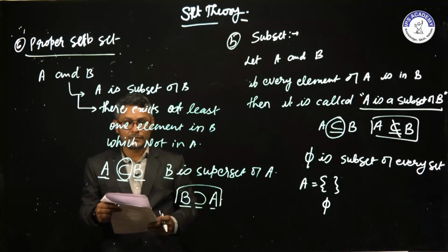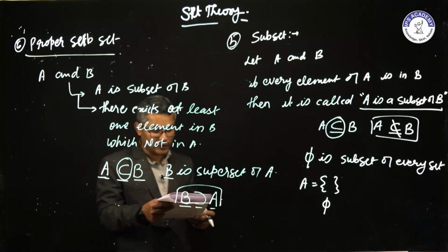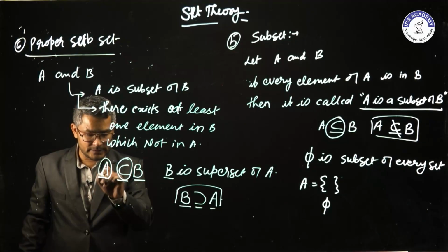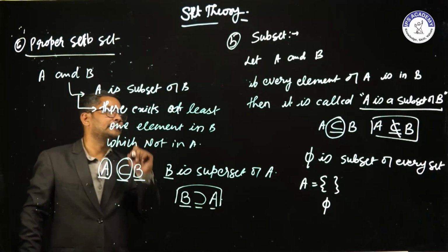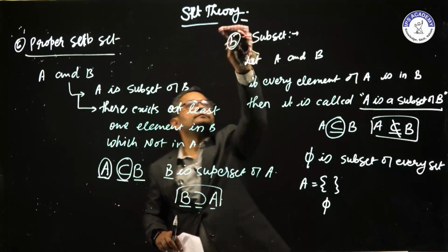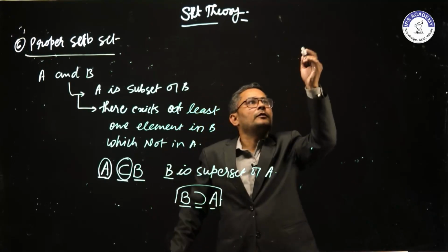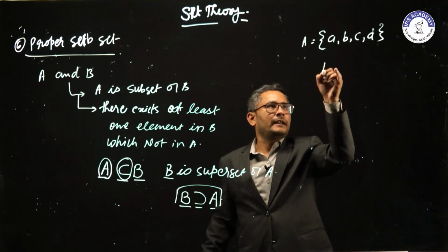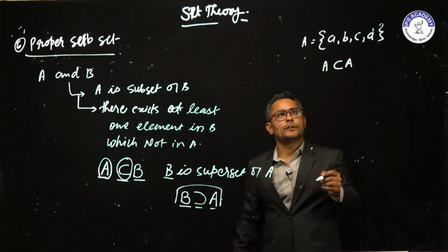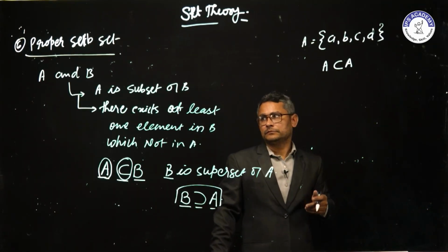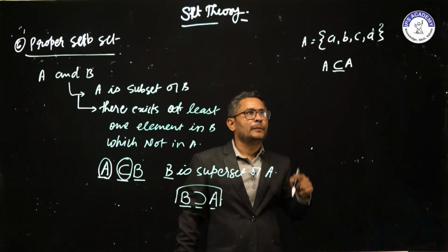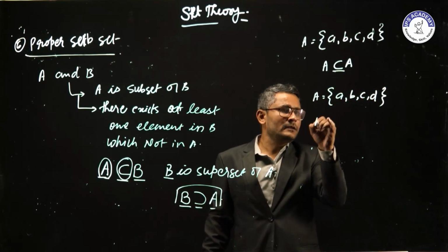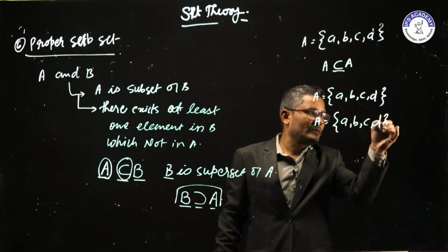Now next, improper subset. The set which is not proper is called an improper subset. That means every set is an improper subset of itself. For example, take A as the set A, B, C and D. So A is a subset of A, because all the elements of A are available in A. But A is an improper subset of A, because A contains A, B, C, D, and these are the elements in A.